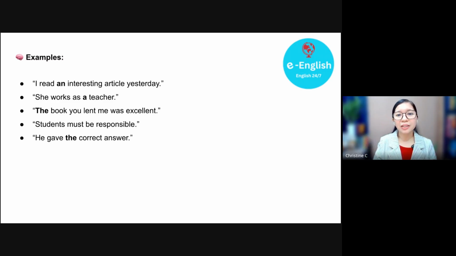How about the book you lent me was excellent? Can I say a book you lent me? Because I want to say one book you lent me was excellent. Can I say a instead of the? No, we cannot say a because it is specified. I specifically mean that the book which you lent me was excellent. And then students must be responsible. It is general. Can I say those students? Yes, but in a different context. If it's a general idea, just say students in general. And he gave me the correct answer is definite.